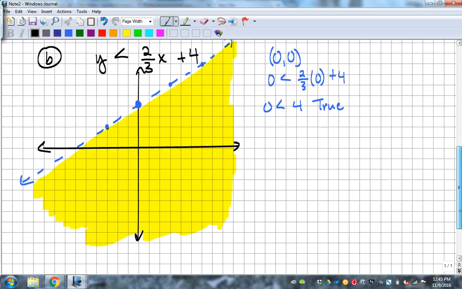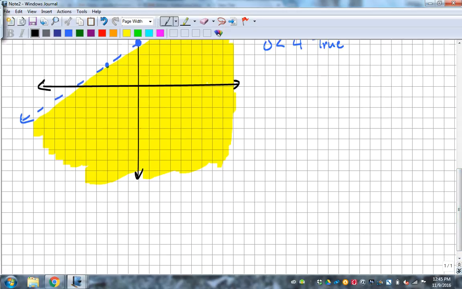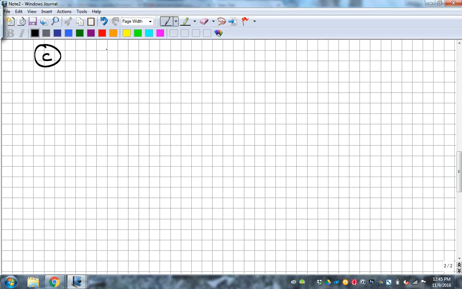Let's look at example C. x plus 2y is greater than or equal to 6. Uh-oh. What's wrong with this one? It's in non-slope-intercept form. So what do I need to do? Subtract the x first to get the y by itself. That's going to give you 2y is greater than or equal to negative x plus 6.